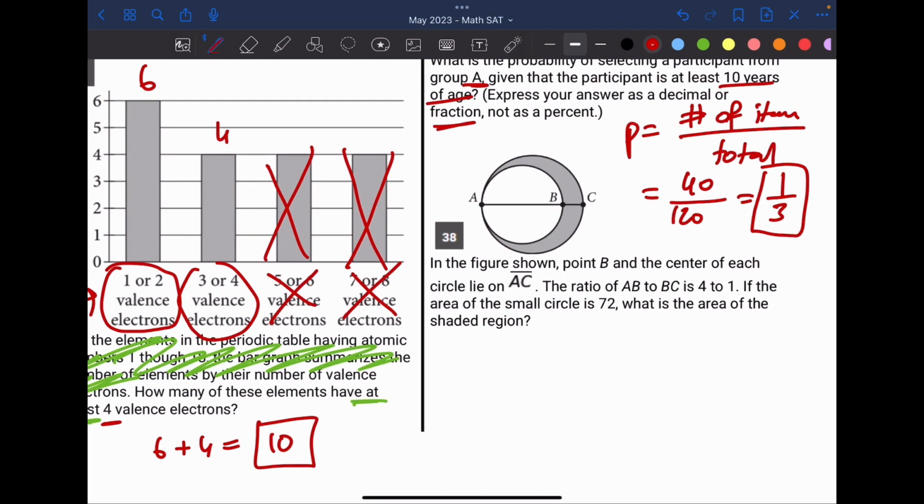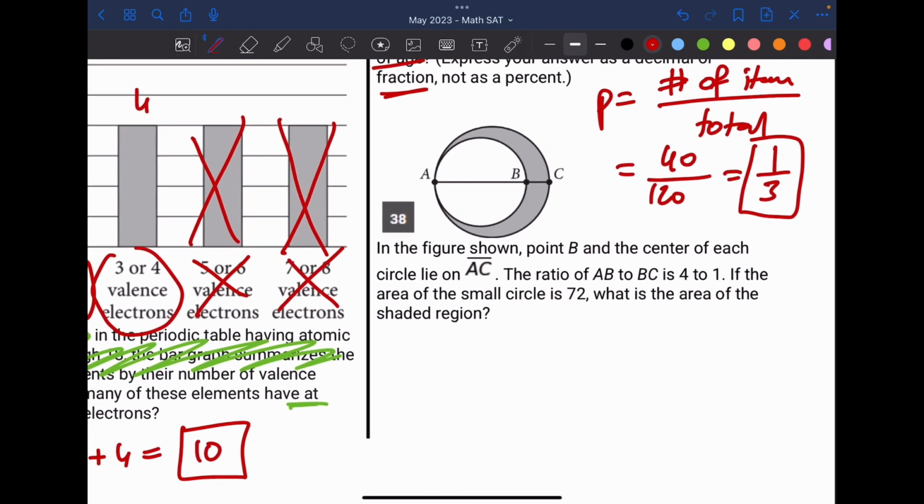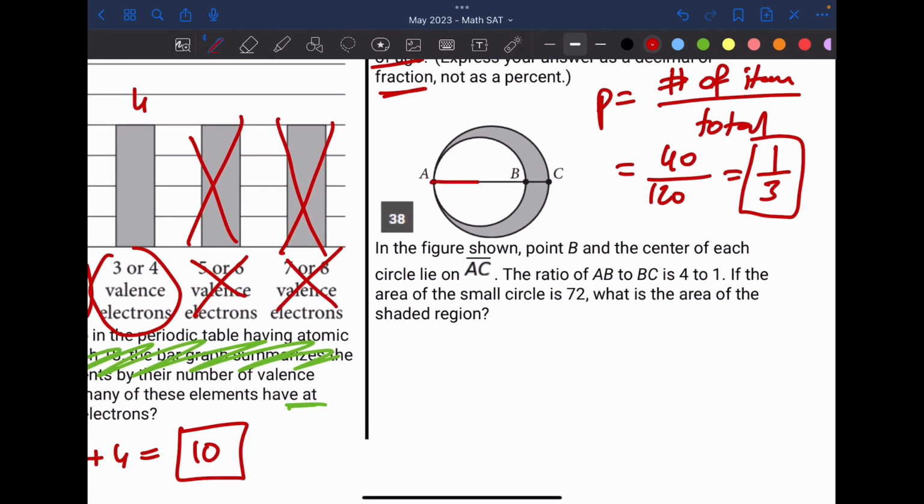Last question. In the figure shown, point B and the center of each circle lie on AC. So point B is here, and then the centers of both circles lie on this exact same line. And then the ratio of AB to BC is 4 to 1. So if this is 4, this is 1. It's a ratio. It doesn't mean that this is equal to 4 and this is equal to 1. It could be 8 and 2. It could be 12 and 3. But it's a ratio. So we know that this is the common ratio between both of the numbers.